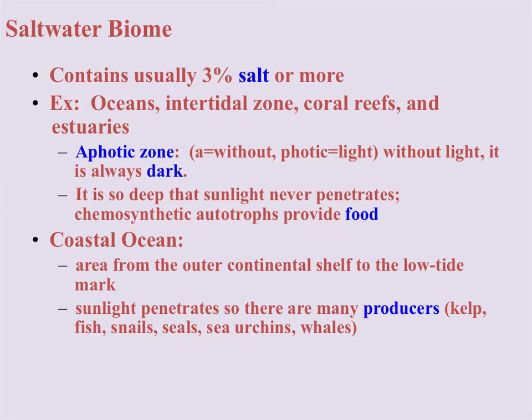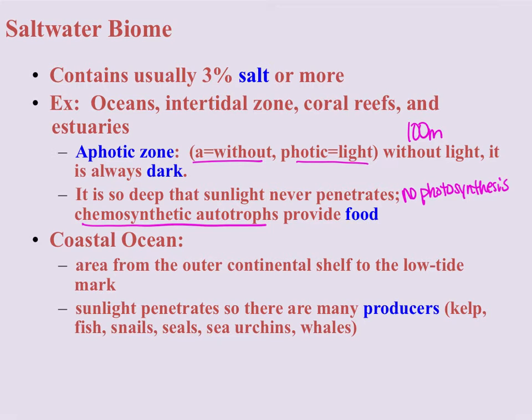So in these saltwater biomes, they will be deeper. So like in the ocean, there's going to be an aphotic zone. So remember, A means without, and photic is light. So this is the area where it's so deep that light cannot penetrate. Okay, so that's about 100 meters down. We mentioned that before. So it's always dark. So it's so deep that sunlight does not penetrate. So there will be no photosynthesis that deep in the aphotic zone. Okay, so they rely on chemosynthetic autotrophs to be your base of the food chain there.